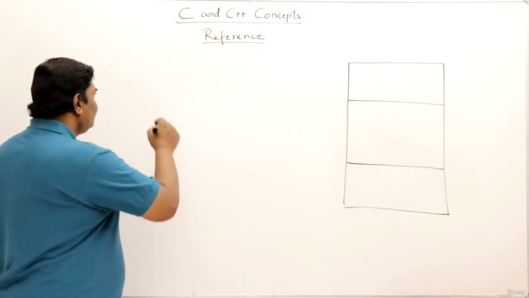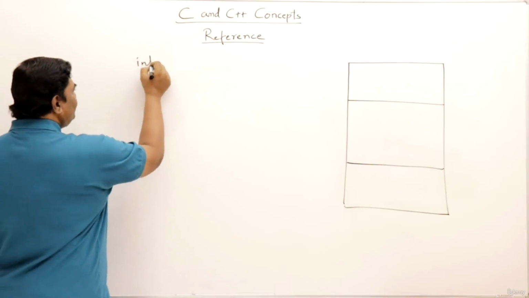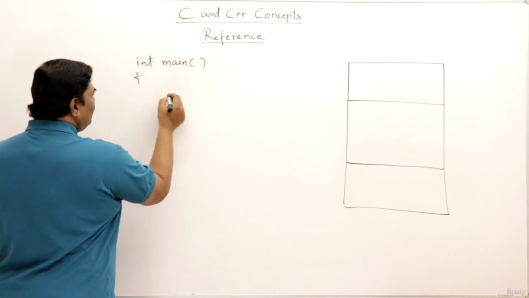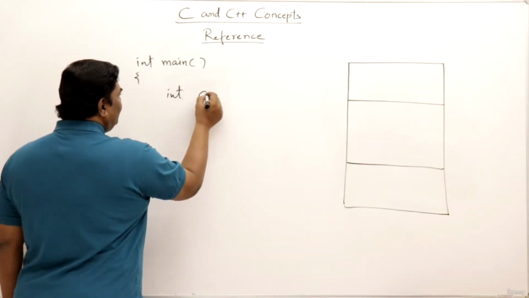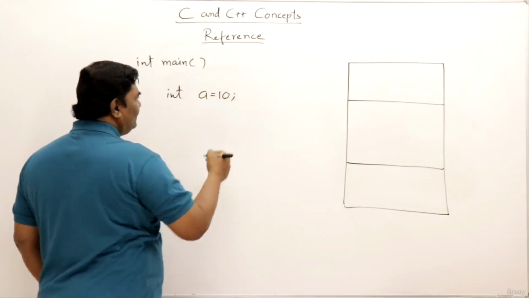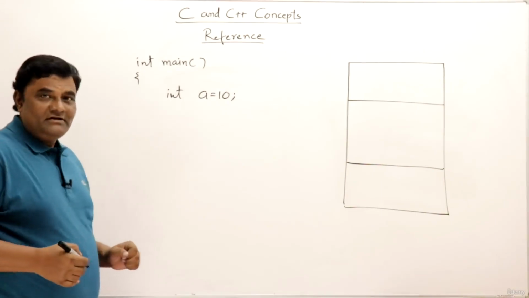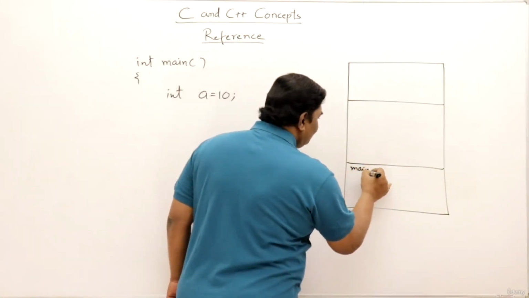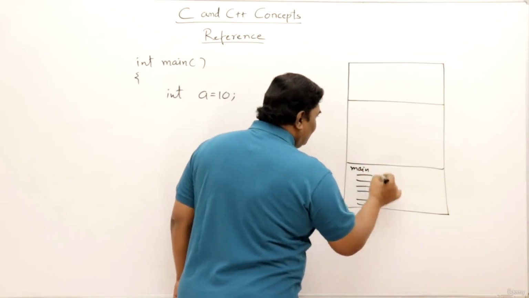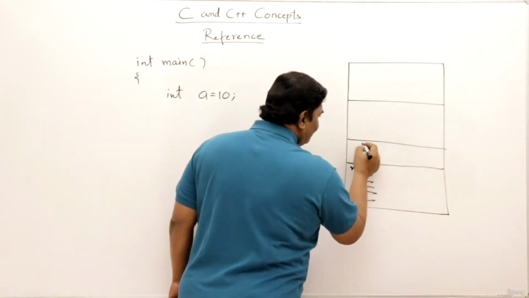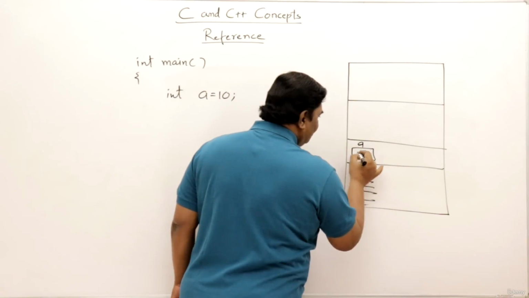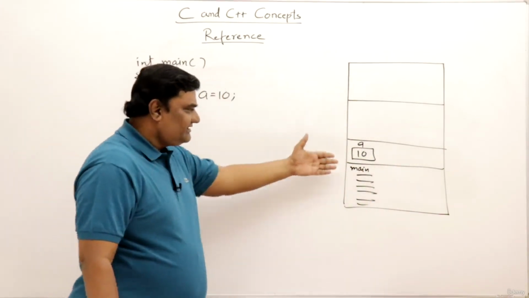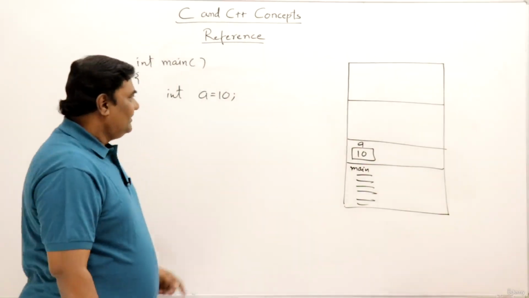Let me write and show you. Suppose this is a function, so I am using a main function. Suppose already I have a variable, some name A, and it is having value 10. So how it looks inside the main memory is, this is the main function inside the code section, and inside its stack frame there is a variable with name A and with value 10. Suppose there is some code in the main function.